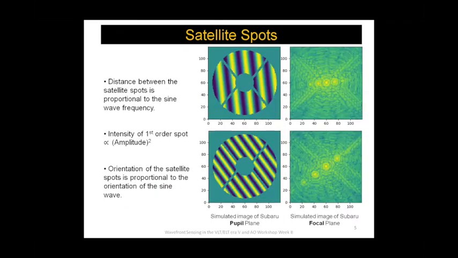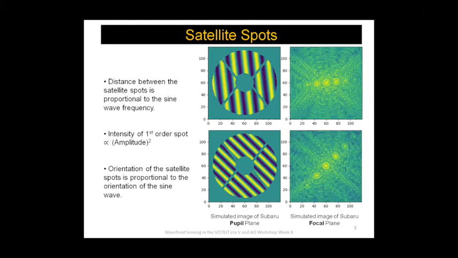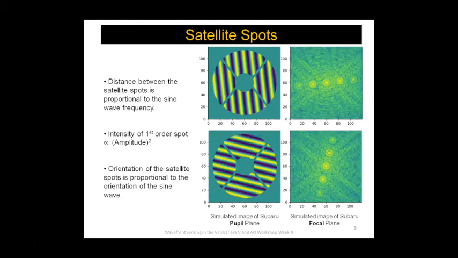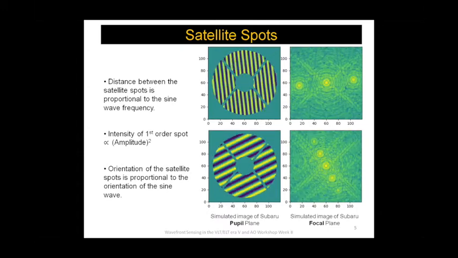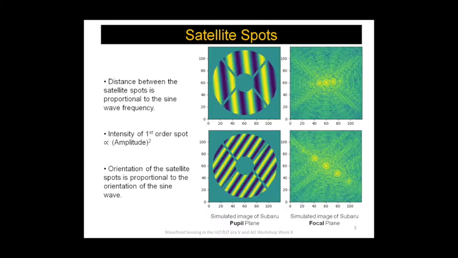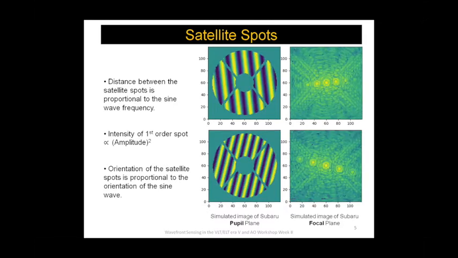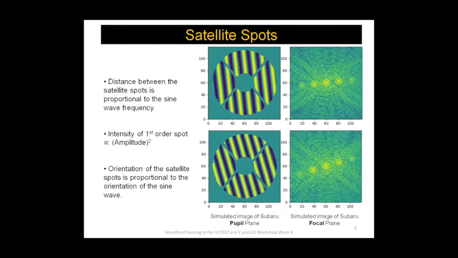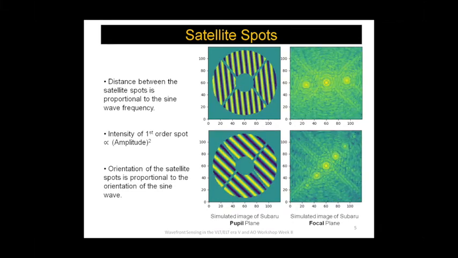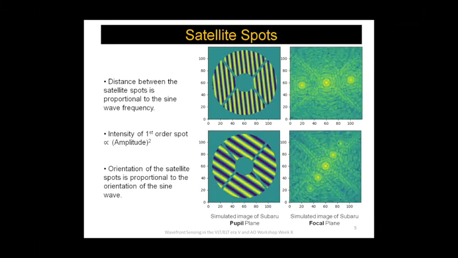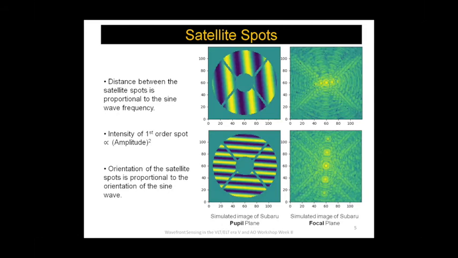here I just want to show the satellite spots varying with the frequency of the grid and amplitude. So mostly we can place them at any point in the focal plane just by adjusting the frequency and amplitude of the sine wave phase grid that we apply.